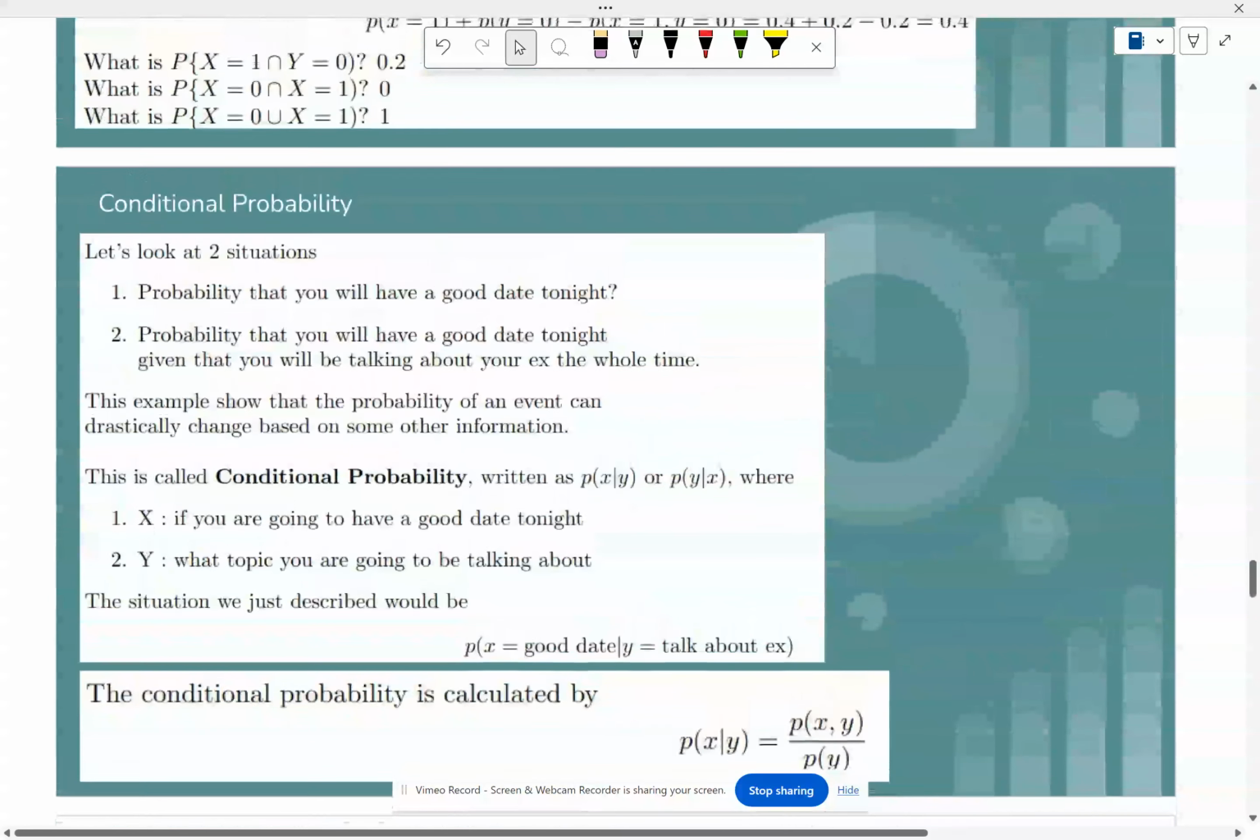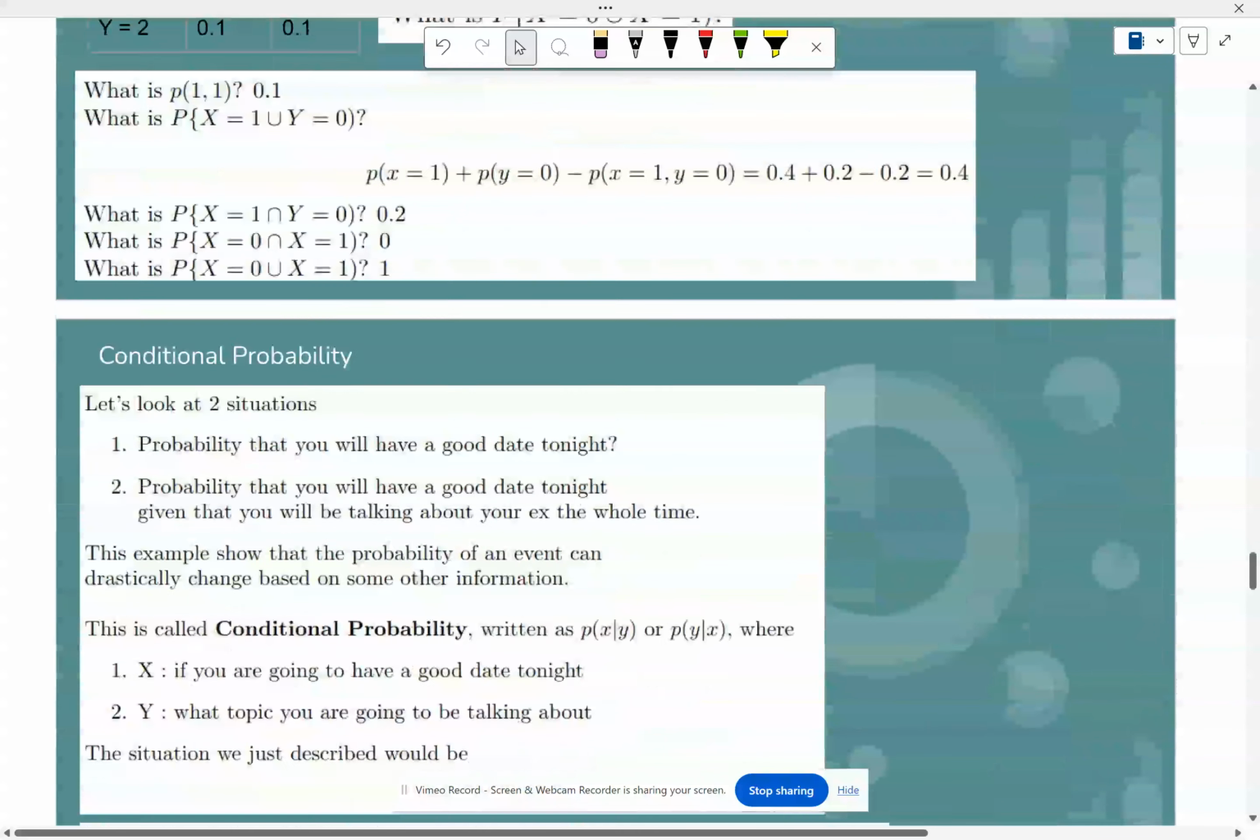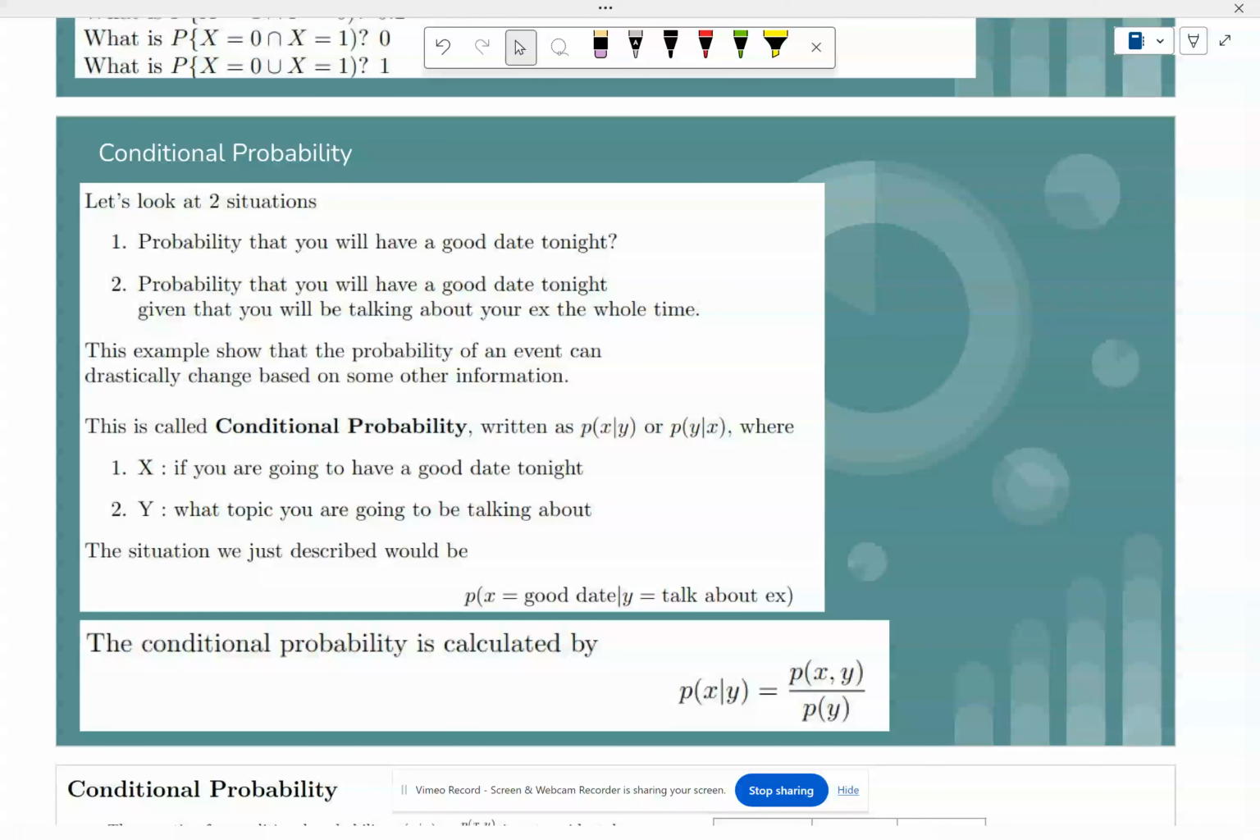All right, so now that we understand marginalization, the next concept we need to cover is called conditional probability. Now, the probability of events changes depending on some information. So if I tell you additional information, then the probability is going to change. So let's look at two particular situations.